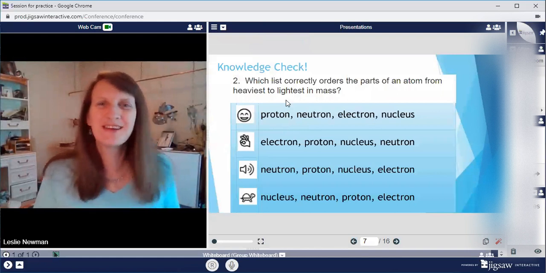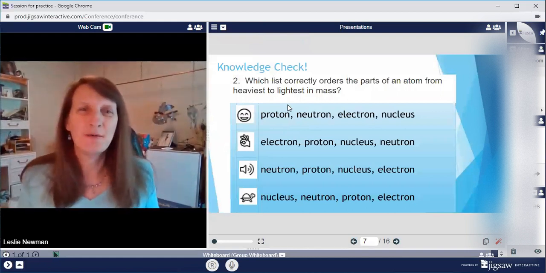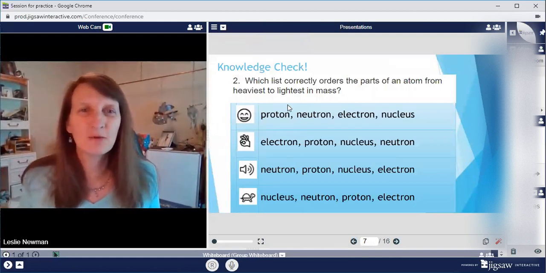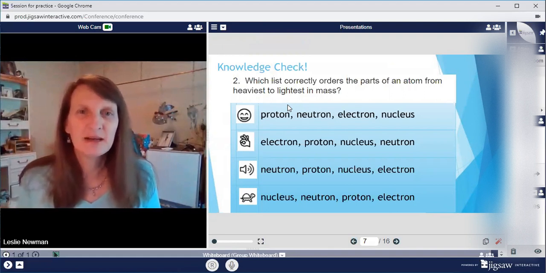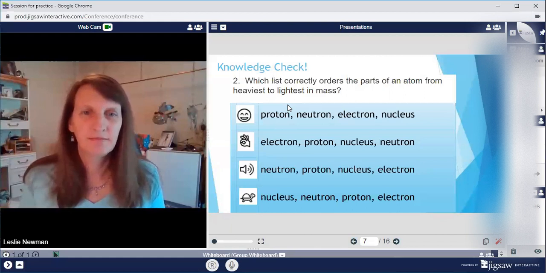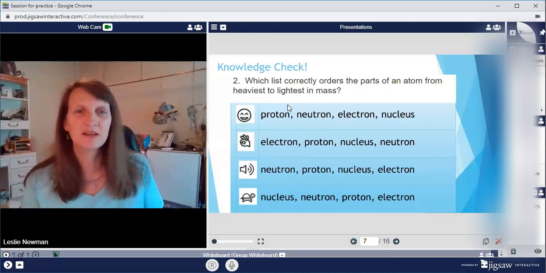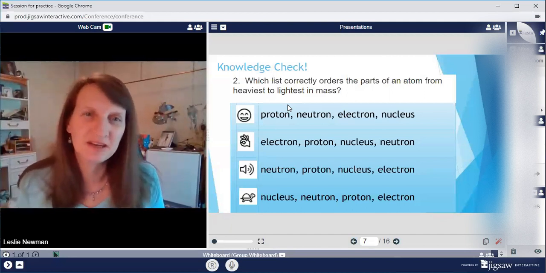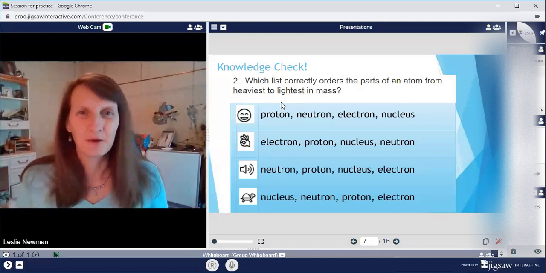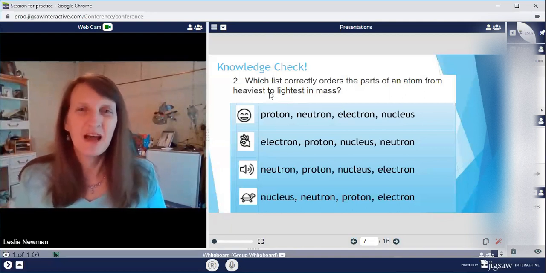Okay, so here's knowledge check 2. Which list correctly orders the parts of an atom from heaviest to lightest in mass? All right, so if you need more time to choose your answer, go ahead and pause this until you're ready for the explanation. Okay, so here's the explanation.